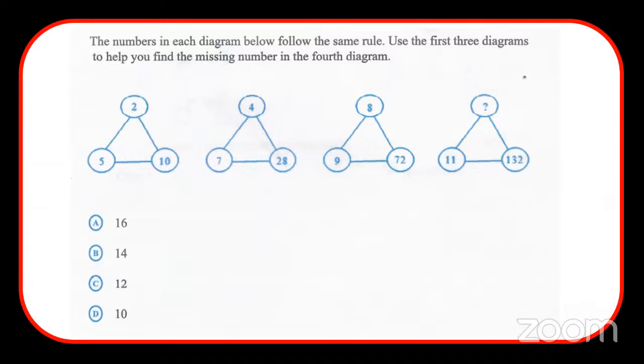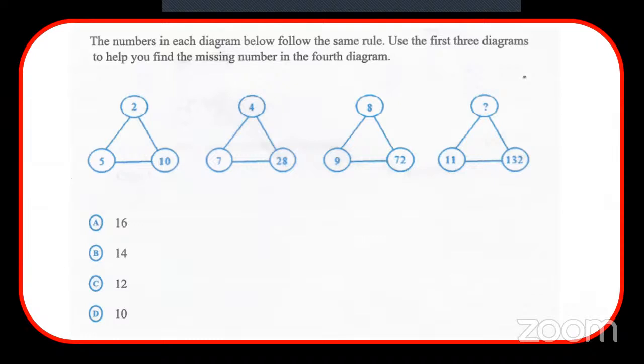Latoya Daly says 5 times 2 equals 10, 7 times 4 equals 28, 9 times 8 equals 72, so 11 times 12 is equal to 132. That's very good, Latoya Daly. So basically what you are saying is that the relationship between the numbers is that 2 of them are factors and 1 is the product, right? That's what you're saying. So 5 times 2, which are the factors, will give us 10.